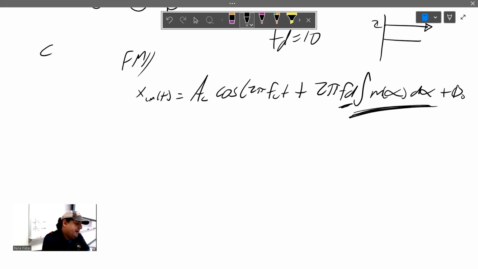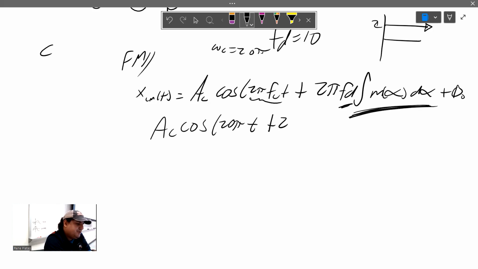Well, this right here would be A_C cosine of... Oh, the problem tells us omega_c is equal to 20 pi. So this right here is 20 pi, cosine of 20 pi t plus 2 pi times 10 times this integral, which I believe is just a 2. Like the answer is 2t.